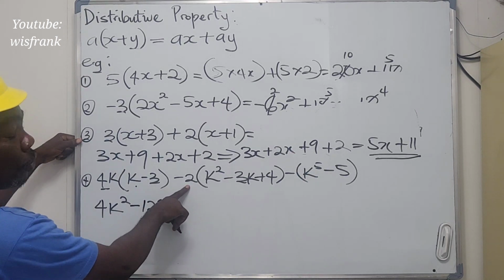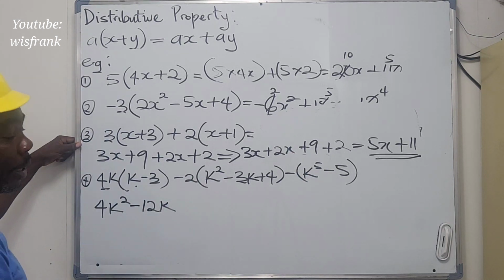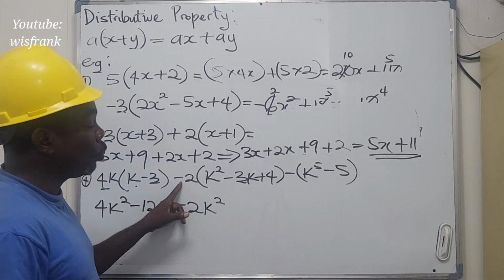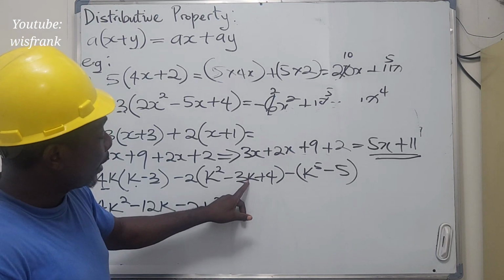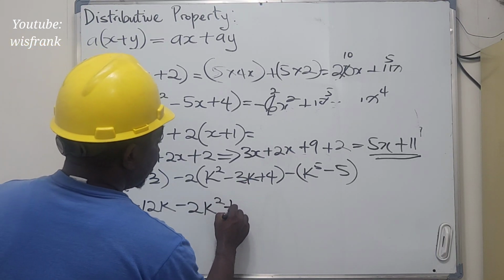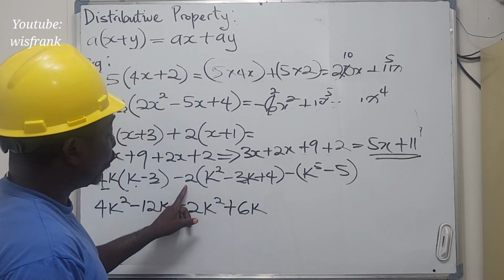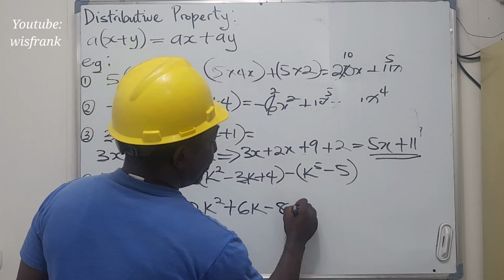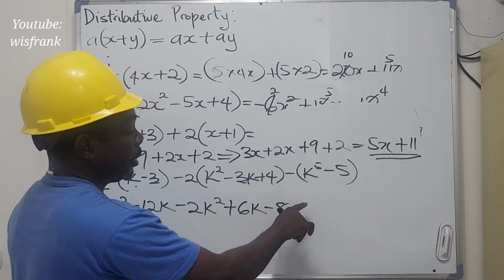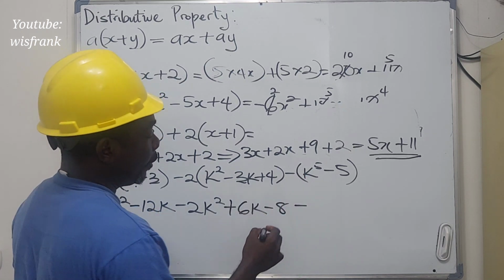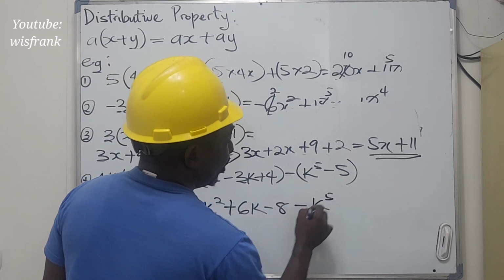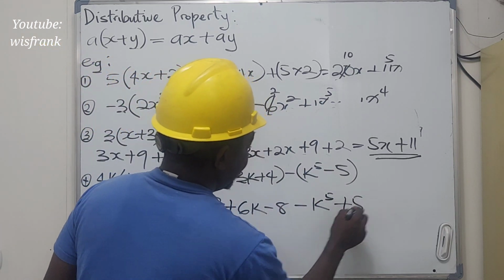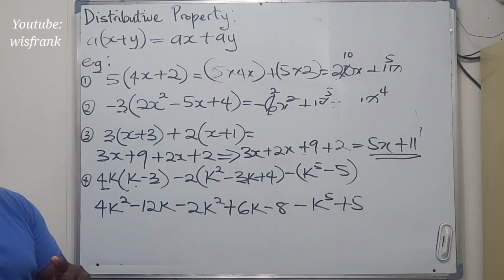Then we come here, minus 2 times k to the power of 2 gives us minus 2k to the power of 2. So we have minus 2 here times minus 3k will give us plus 6k. We have minus 2 times 4 will give us minus 8. Here we have minus, because we need to expand this, minus times k to the power of 5 will give us minus k to the power of 5. Then minus times minus 5 will give us plus 5.